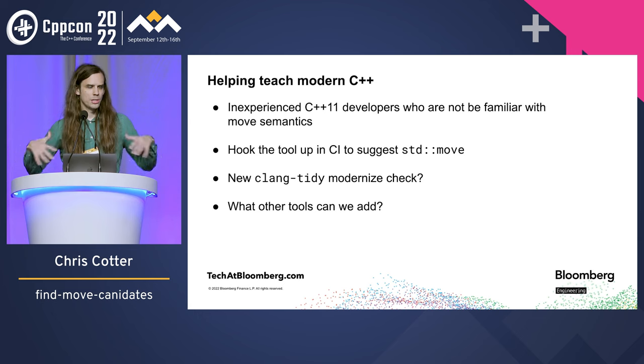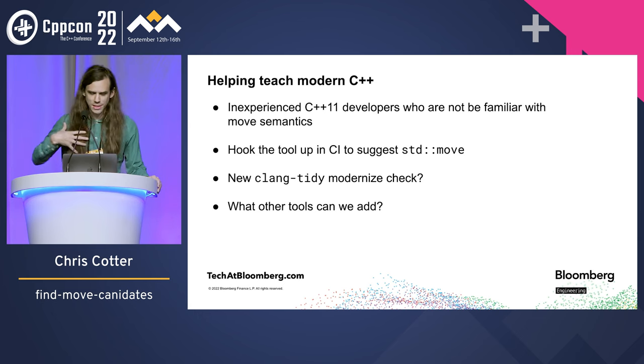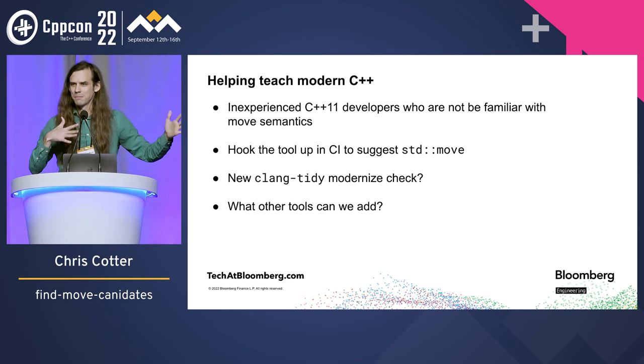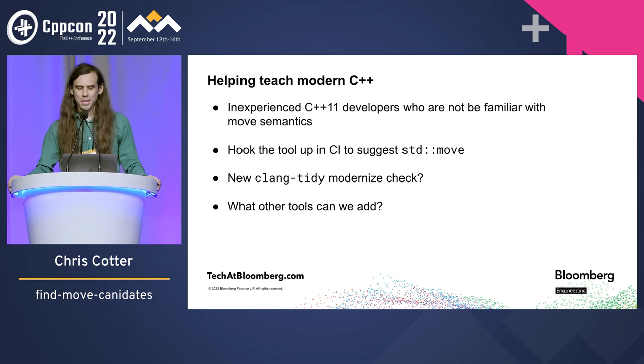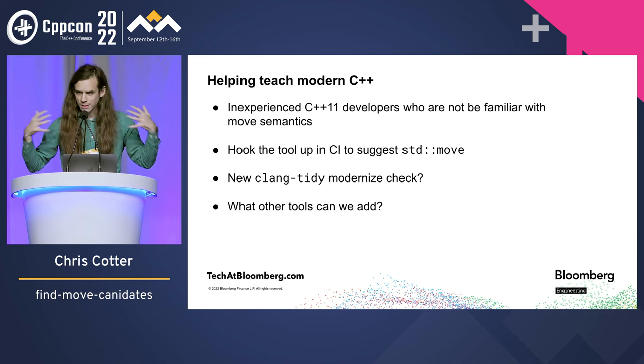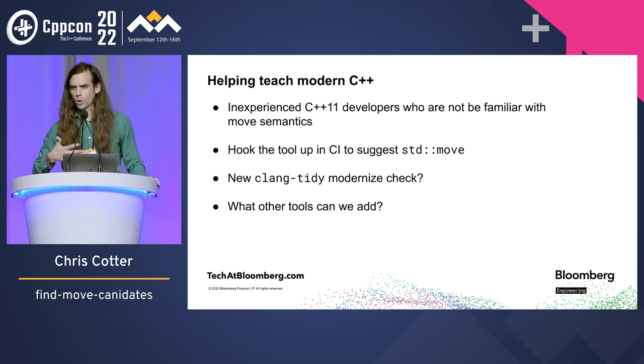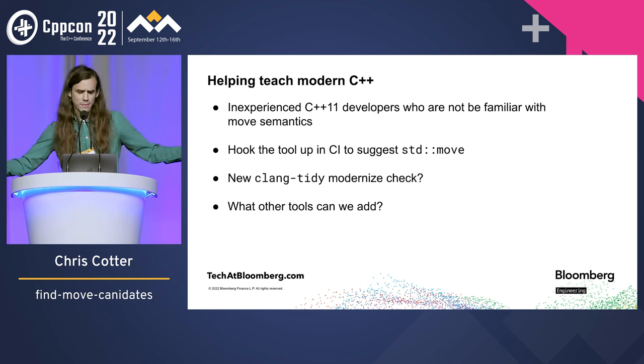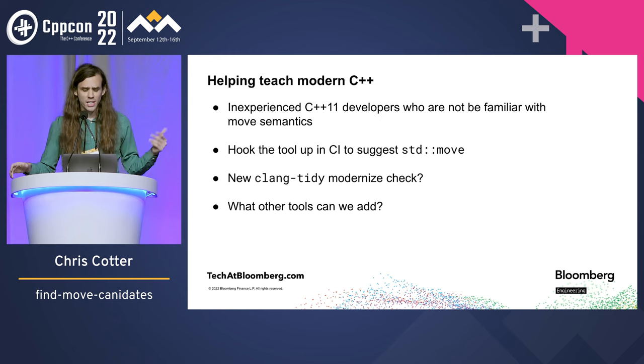I alluded to code review earlier. As I've moved from earlier versions of the standard to C++11, which is still a little bit old at this point, it's helped me learn where in my code base I am missing out on some optimizations. I think this is a good tool to help teach the modern language. This is right up the alley of the clang-tidy modernize checks. I'm actually considering that this would be a great clang-tidy check, so maybe I'll go this route in the future.